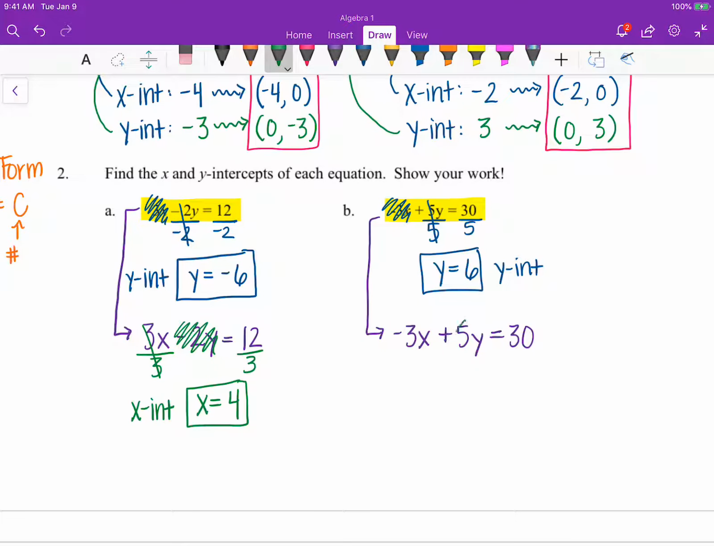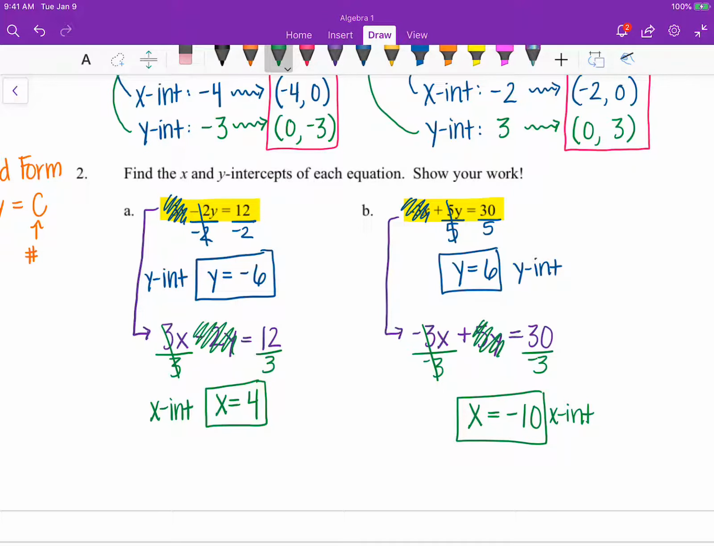So if I cover up this piece, the 5y, and then I solve the equation for x, I would just have to divide both sides by -3 for this one. And then I would get x equals -10. Because it's x equals, that's my x-intercept. There we go. That's it. So that's called the cover up method, and it's kind of quick. We use it a lot in both geometry and algebra 2 as well.